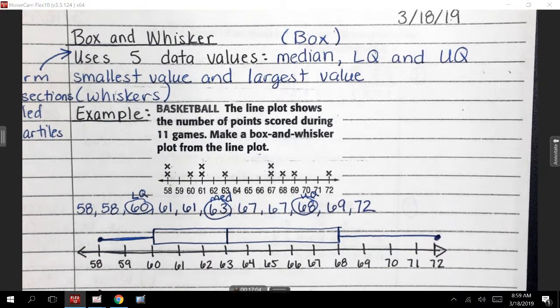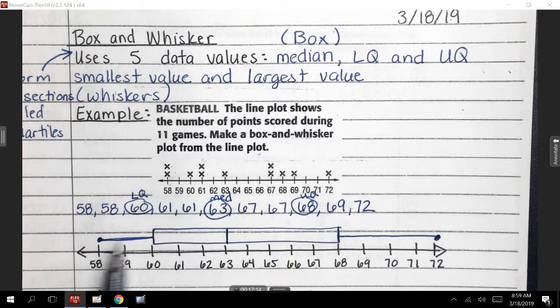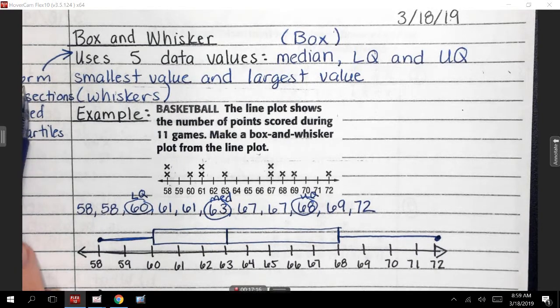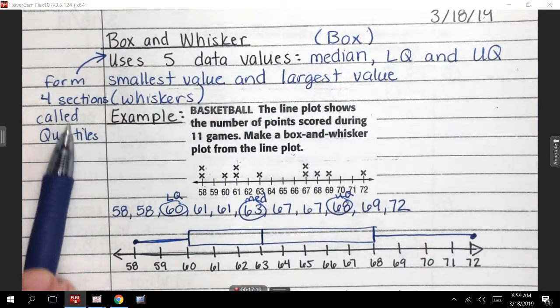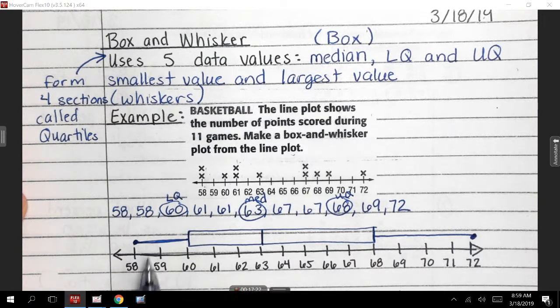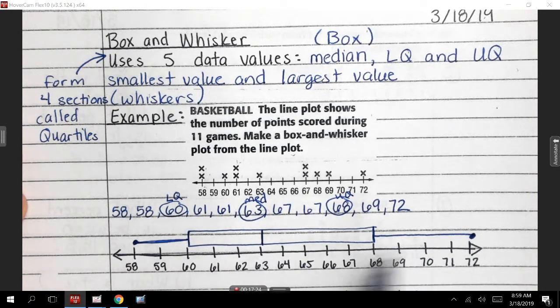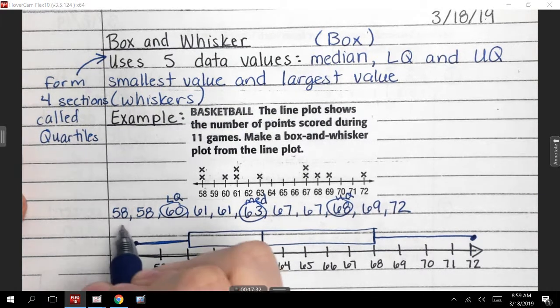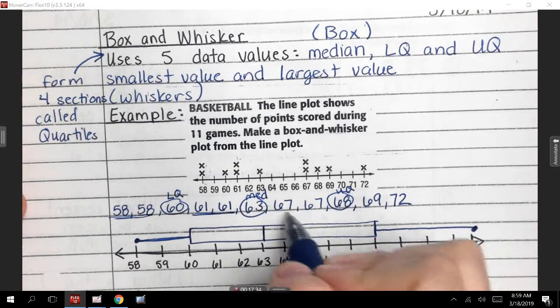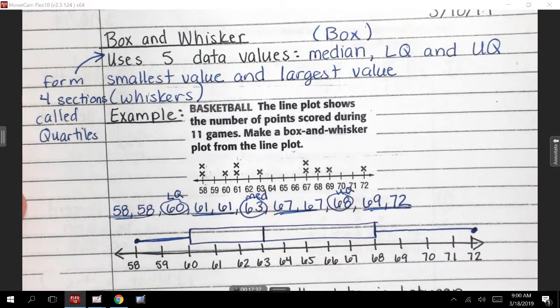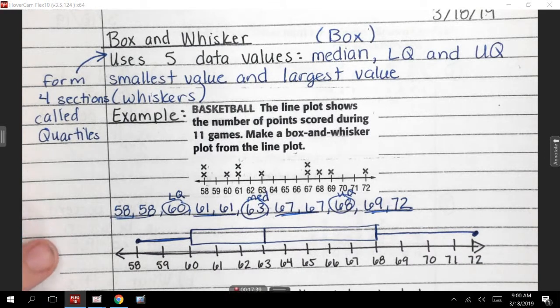That is it. Guys, how many pieces are there on this graph? How many different pieces are there? We have 5 different values, but we have 4 different sections, right? This forms, see where we said it forms 4 sections called quartiles. 1, 2, 3, 4. And do you remember what we said about quartiles? Quartiles have to be equal to each other. Do y'all agree with that? So look, guys, 58, 61, 67, 69, 72. All right, we're forming 4 different pieces here, okay?